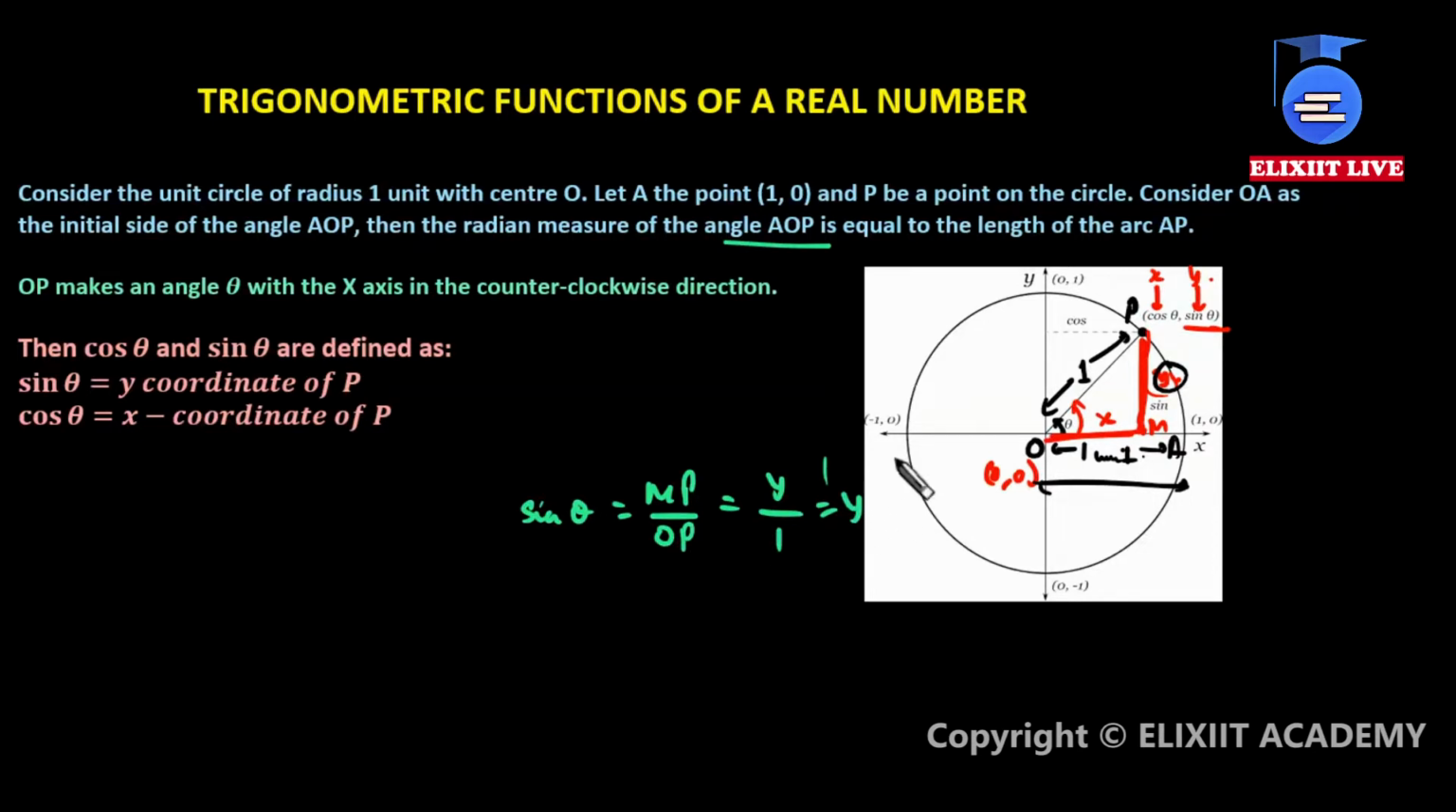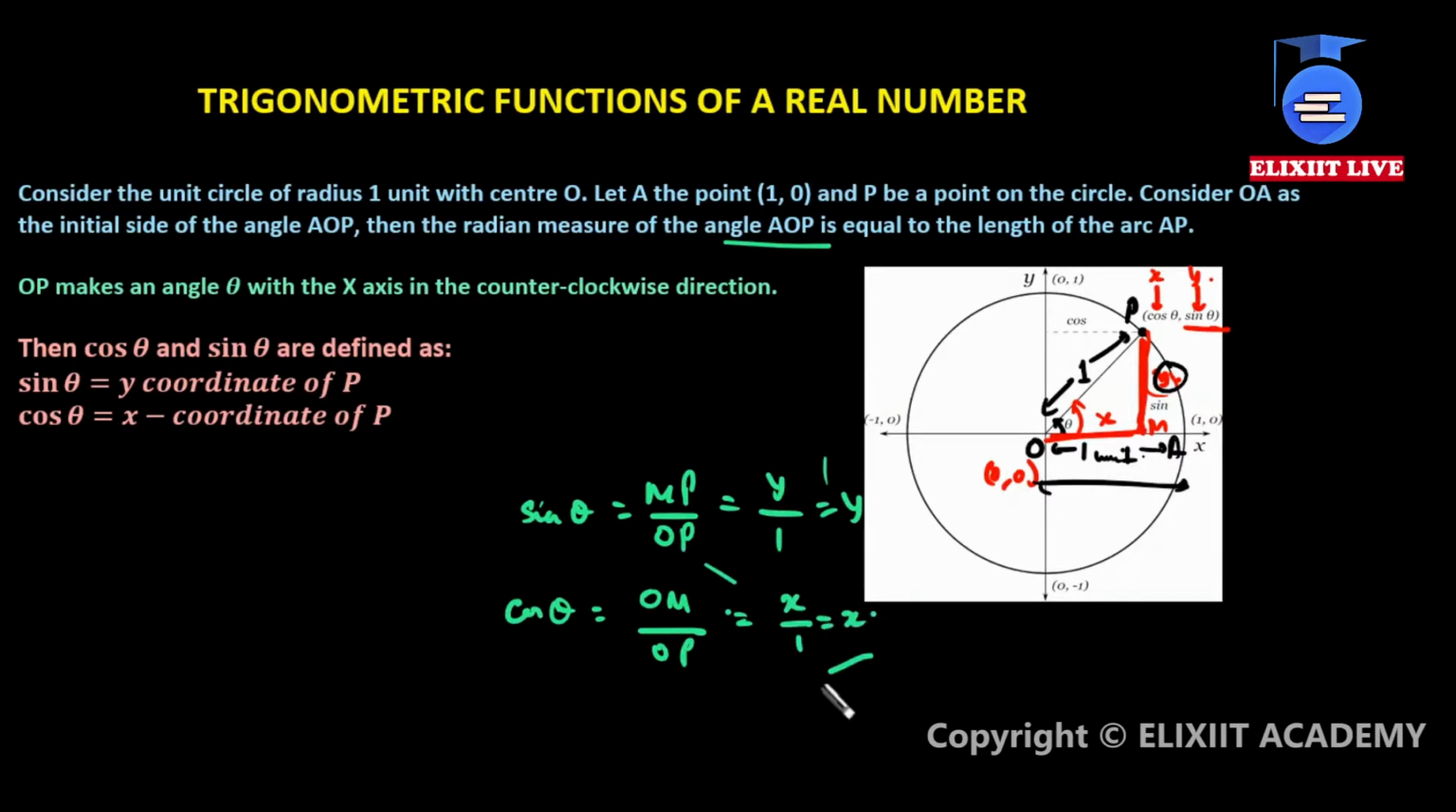Same thing goes for cos theta. What is cos in a right angle triangle? If we define cos, ultimately we are using the concept of right angle triangle, but on a slightly different note, we are using it on a unit circle. Following the same logic, y is sine theta. Similarly, cos theta will be base by hypotenuse. The base is OM, and the hypotenuse is OP. So this is x by 1, which is x.